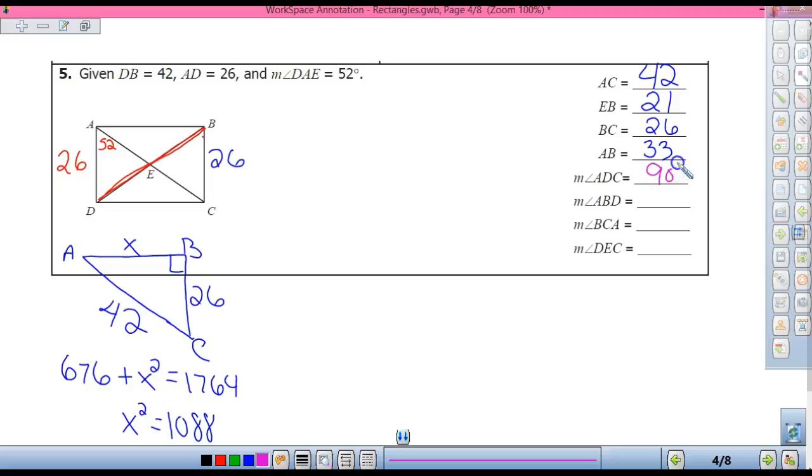90. Because it's a rectangle, we've got 4 90-degree angles. A, B, D. Okay, if this is 52, what's this have to be? 38, and remember you have isosceles triangles in there. So if that's 38, this has to be 38.